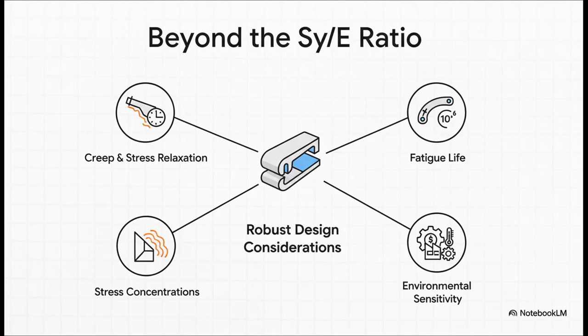The Sy over E ratio is a fantastic starting point, an amazing guide, but a truly robust design has to consider other things too. Will the material slowly sag over time under a constant load? We call that creep. How many times can it bend back and forth before it breaks from fatigue? Is it sensitive to temperature or humidity? And maybe most importantly, can we actually make the part? And can we afford to? Good engineering is always about balancing all these different factors.